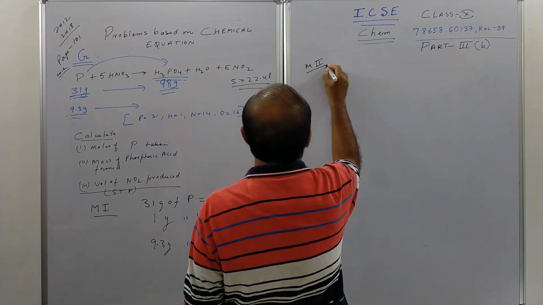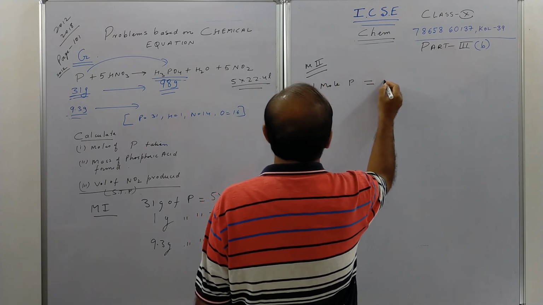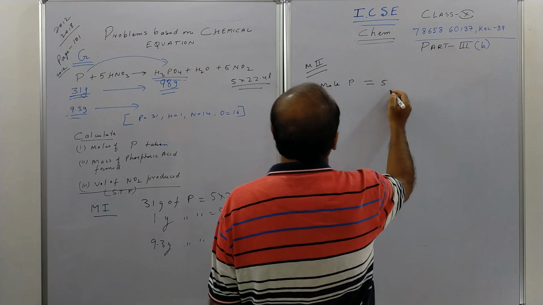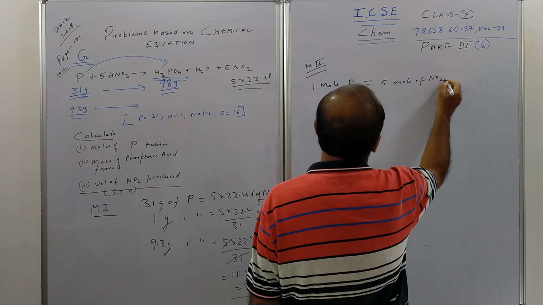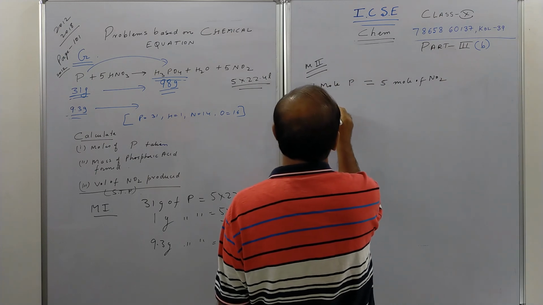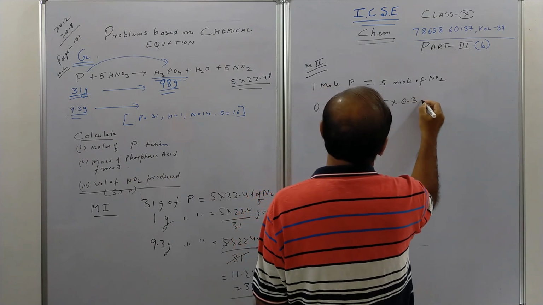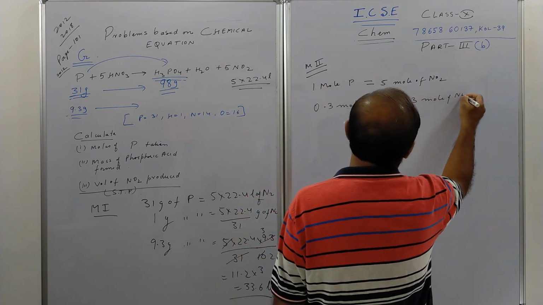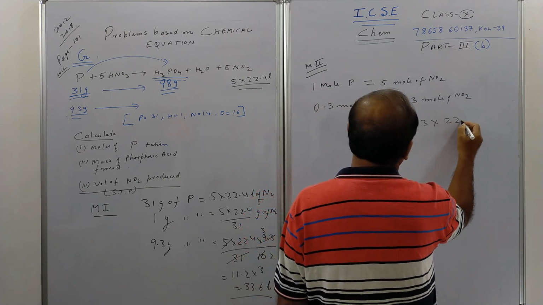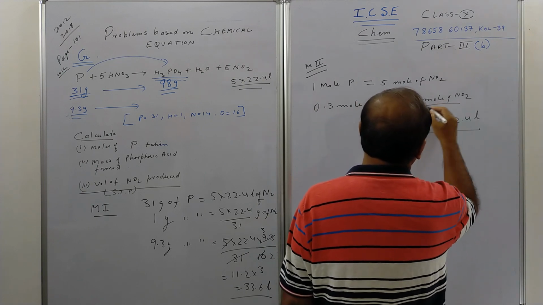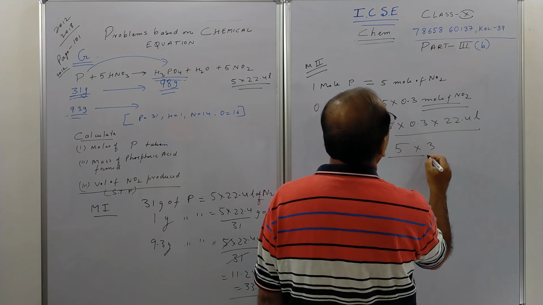Same thing if you do, children, by molar volume method. Sorry, method 2, mole method. So 1 mole of P gives 5 moles of NO2. So 0.3 mole will give 5 into 0.3 mole of NO2. But what is the volume of 1 mole? 22.4 liter. If you convert 1 mole into volume, so children, finally we get 3 by 10.